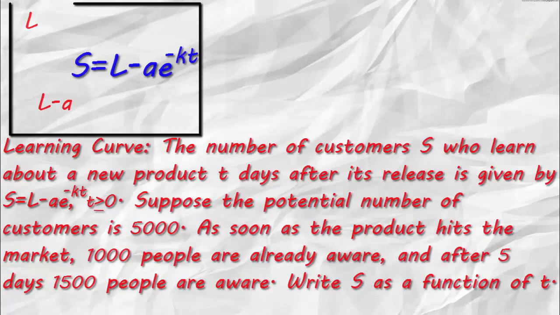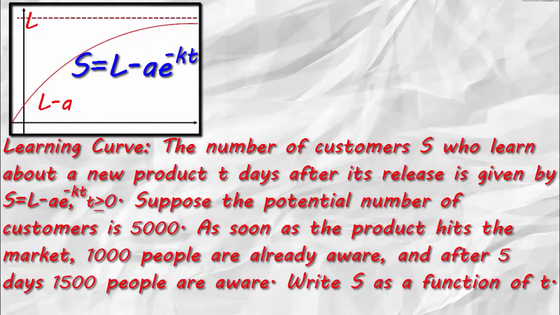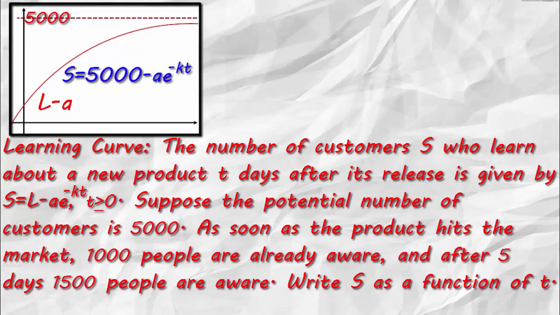For example, the number of customers S who become acquainted with a new product t days after it hits the market is given by the exponential model S of t equals L minus ae to the negative kt, where t is non-negative. Suppose the potential number of new customers is 5,000. This limiting factor gives the upper bound L. So S of t equals 5,000 minus ae to the negative kt.